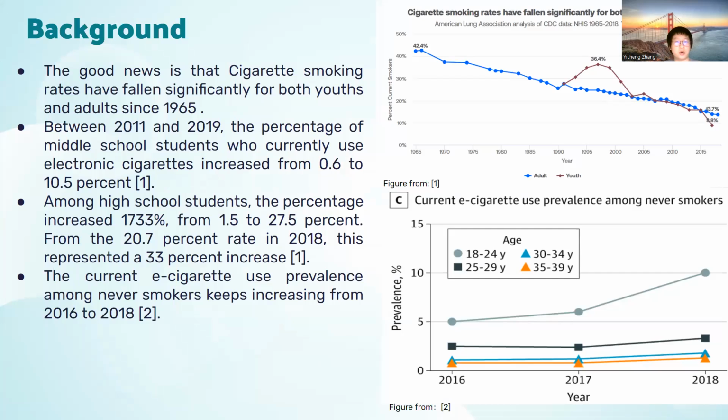So here is the background of my paper. The good news is that cigarette smoking rates have fallen significantly for both young people and adults since 1965. However, between 2011 and 2019, the percentage of middle school and high school students currently using e-cigarettes has increased dramatically. If you take a look at the chart on the right, you can see that current e-cigarette use prevalence among never smokers keeps increasing from 2016 to 2018.